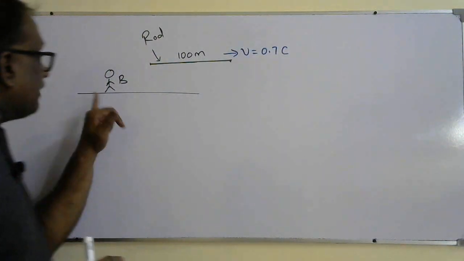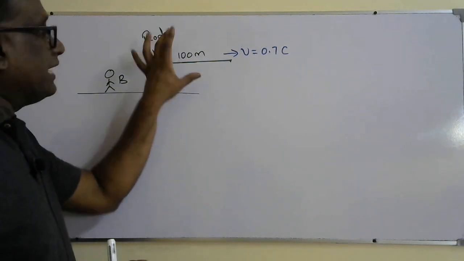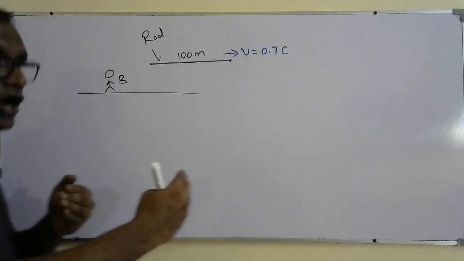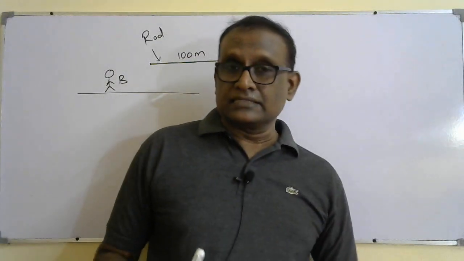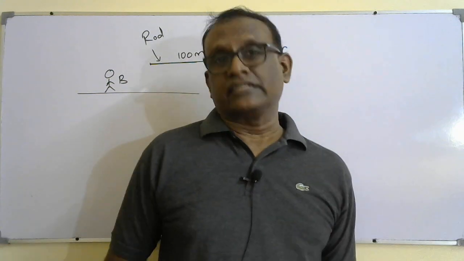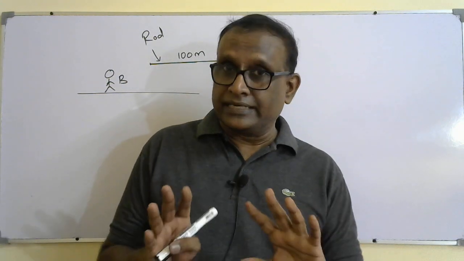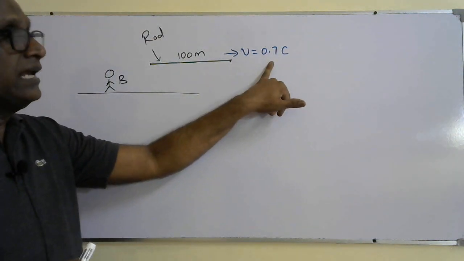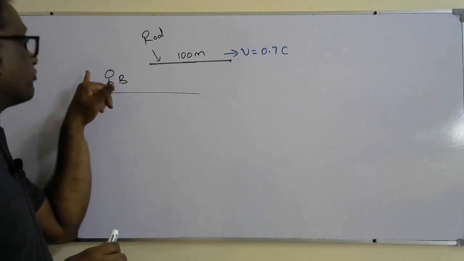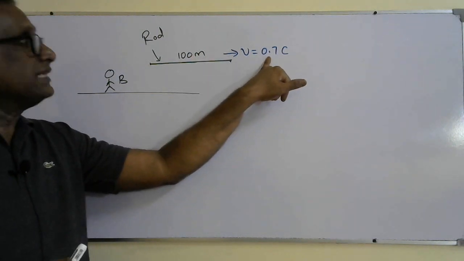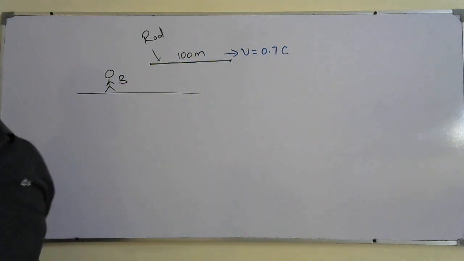What happens? He will measure the length of the rod when it is in motion. He will measure the length as smaller than 100 meters. He won't measure it as 100 meters when the rod is in motion at 0.7 c relative to B, on the frame of reference of B. If the rod is moving at 0.7 c, then the length will become smaller than 100 meters.